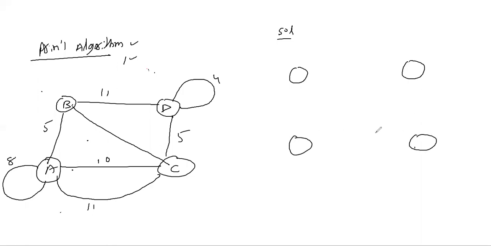Next, self loops. Here, the self loop D to D, how much is the edge? 4. Here, A to A, how much? 8. So you have to remove all that. So here, 11, I'm removing this. I'm removing this. This also I'm removing.